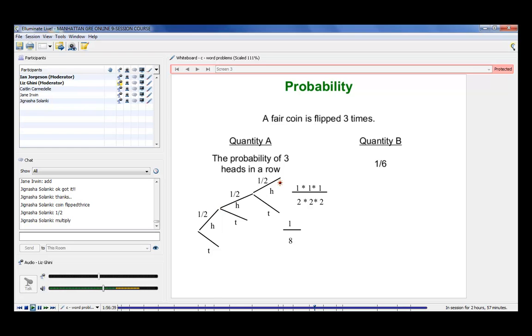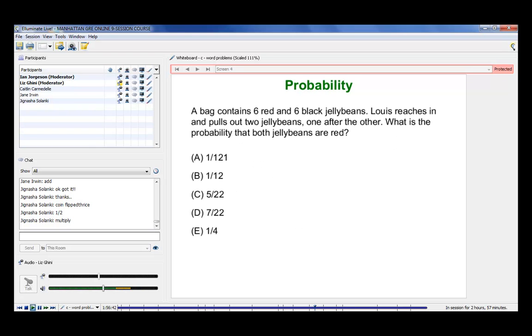Okay, so let's try another one. A little harder, a little more fun, but totally doable with that tree. Okay, even if you do not know how to just write out, take the shortcut.